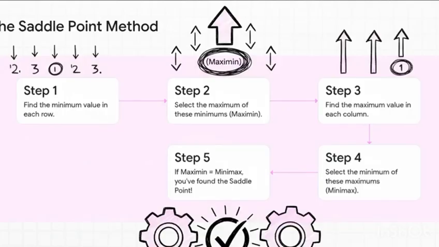For player A, the row player, we first find the minimum, or worst possible outcome, in each of their rows. Then they choose the best of those worst outcomes, the maximum of the minimums, or maximin. Now for player B, the column player, we find the biggest payoff they could possibly lose in each column. Then they choose the move that minimizes that maximum loss, the minimum of the maximums, or minimax. If those two values match, boom, that's our saddle point.